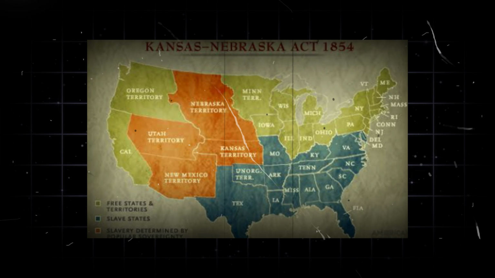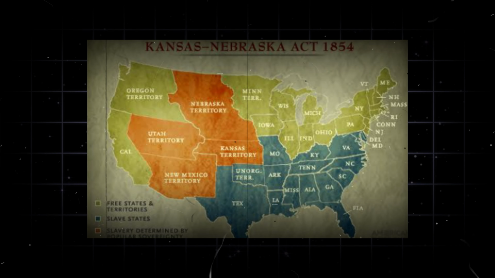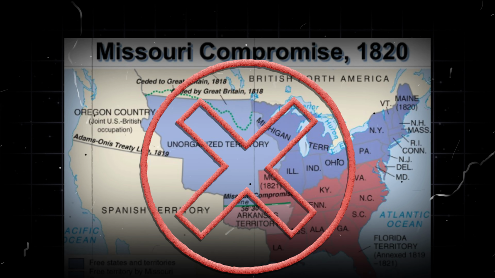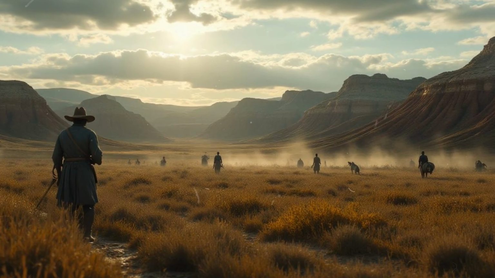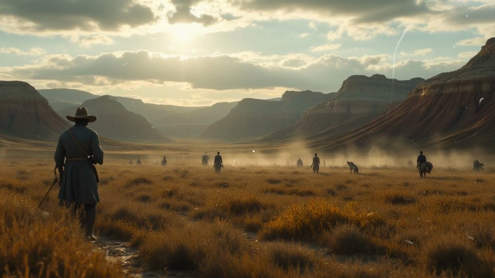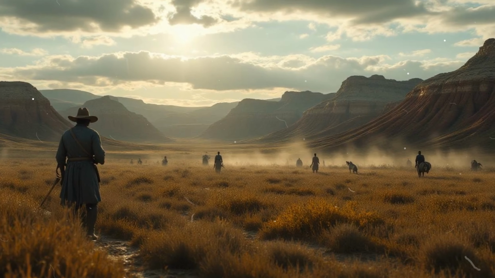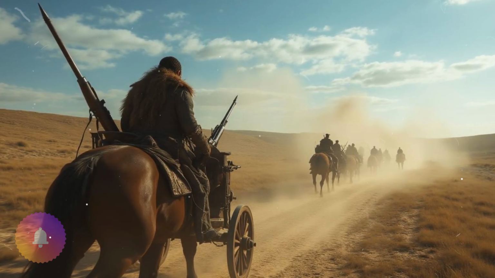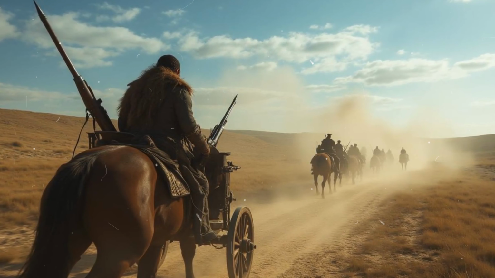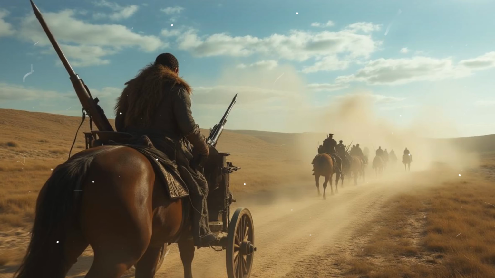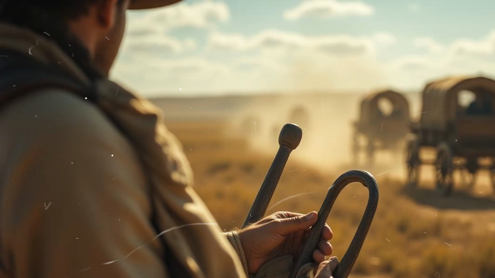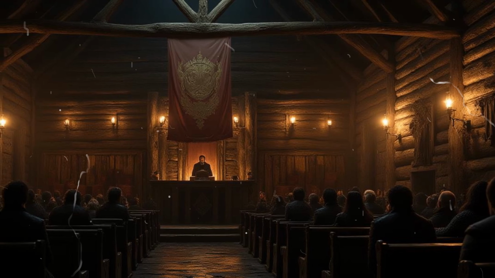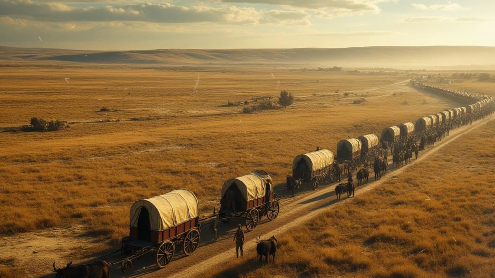Douglas's law, known as the Kansas-Nebraska Act, was passed in 1854. It repealed the Missouri Compromise of 1820, which had previously prohibited slavery north of the 36 degrees, 30 minutes parallel. Now, with the stroke of a pen, the door was open for slavery to expand into territories previously considered free. The question was no longer academic. Both sides, the pro-slavery South and the anti-slavery North, now flooded into Kansas with one mission: to win the vote.